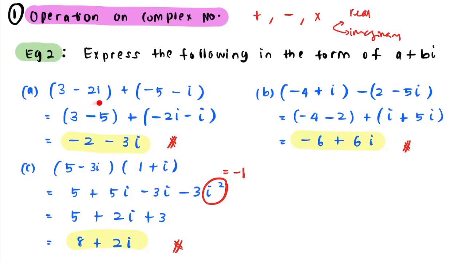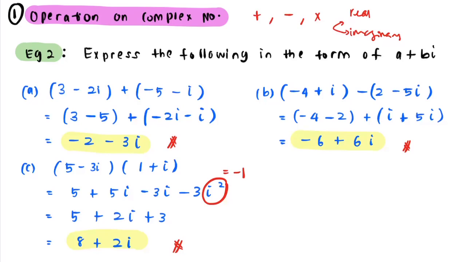Okay, so 3 minus 5 is minus 2. And when you solve this, this is minus 3i. So this is your answer in the standard form, which is a plus bi. If you want to specify, your a, the real part, is minus 2. The imaginary part, b, is minus 3.